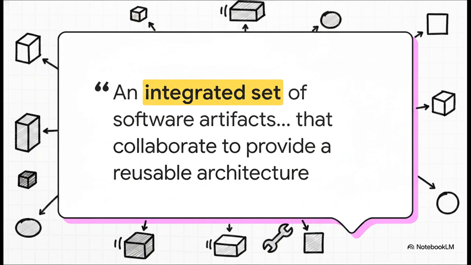They define it as an integrated set of software artifacts such as classes, objects, and components that collaborate to provide a reusable architecture for a family of related applications. Now, to put that into much simpler English for you, think of a framework as a generic skeleton architecture. It gives you the core structure and those standard generic features straight out of the box, and then you, the developer, get to extend and customize that skeleton by adding the specific flesh and skin required for your unique program.